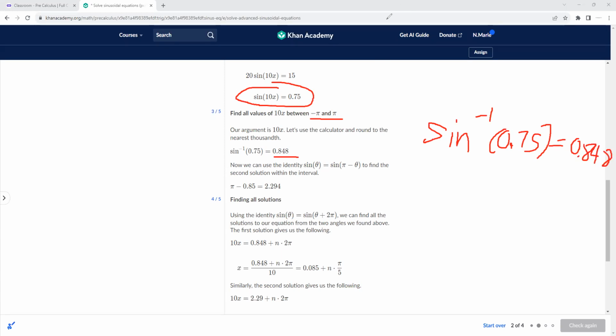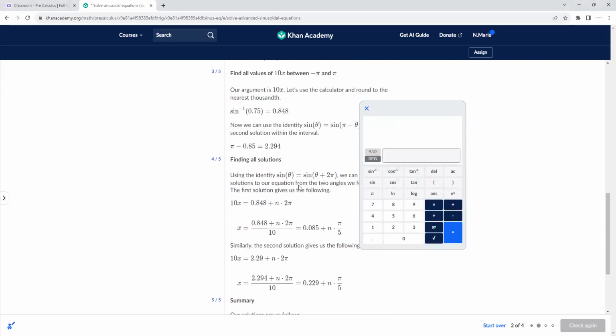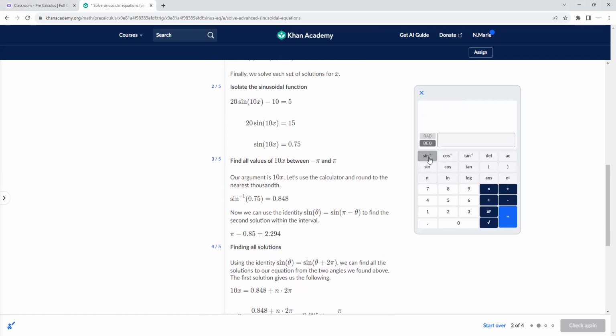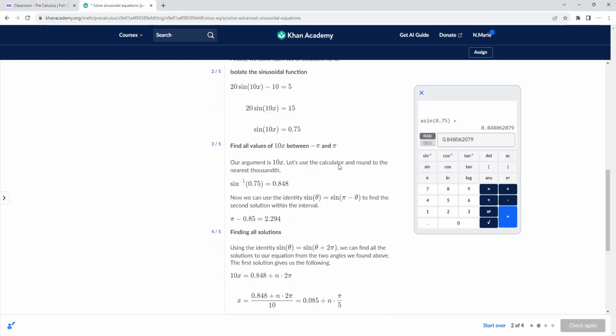So let's see, Khan Academy usually gives you a calculator. Here it is. Perfect. So you can see here, you enter it into your calculator. Oh, I pushed the wrong one. It should be this one. 0.75. I believe they wanted the answer to be in radians, so put it in radians. There we go, 0.848. So make sure your calculator is in radians. It even says your answer should be in radians. If it says degrees, then you can use degrees, but it said radians.